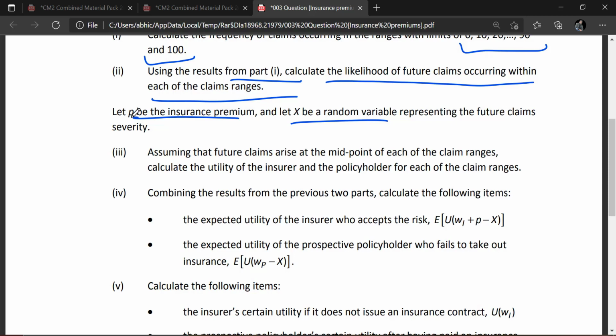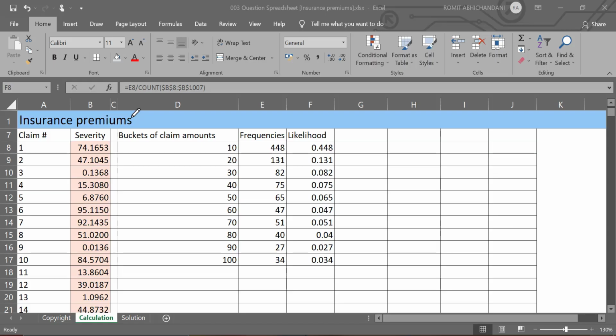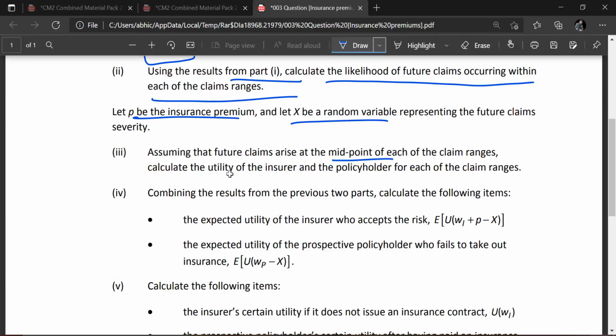Okay, so what they are saying is that we are to assume that each of the future claims that arises in these ranges arises at the midpoint of each range. So what that basically means is that for the claim in the range of 0 to 10, every claim is 5, from 10 to 20 every claim is just 15, and then at 20 to 30 it's 25, and so forth. And these are the probabilities that you have. So based on this, they are saying calculate the utility of the insurer and the policy holder for each of the claim ranges.